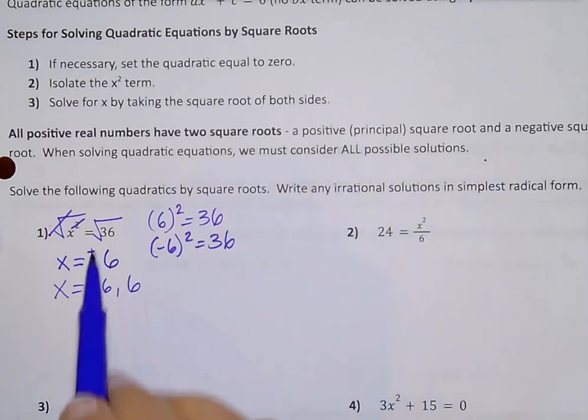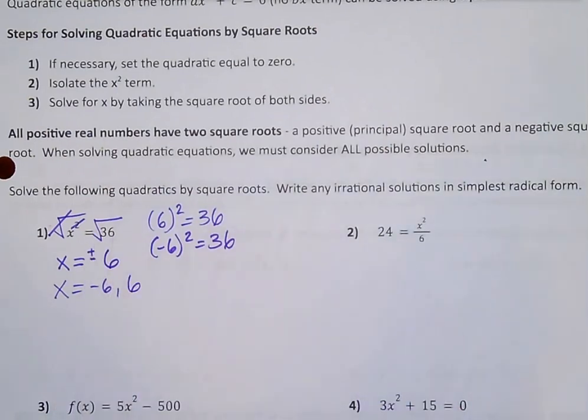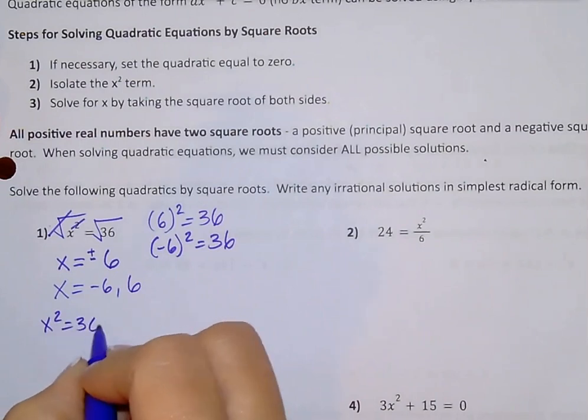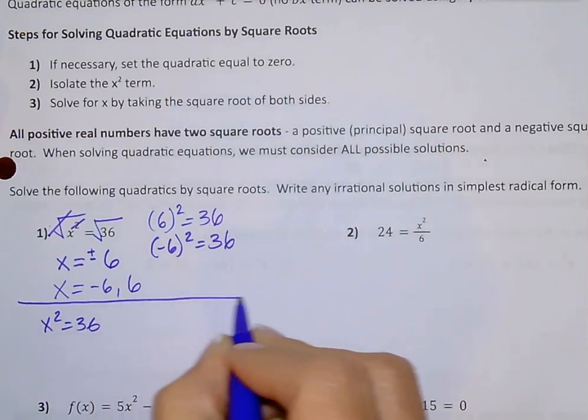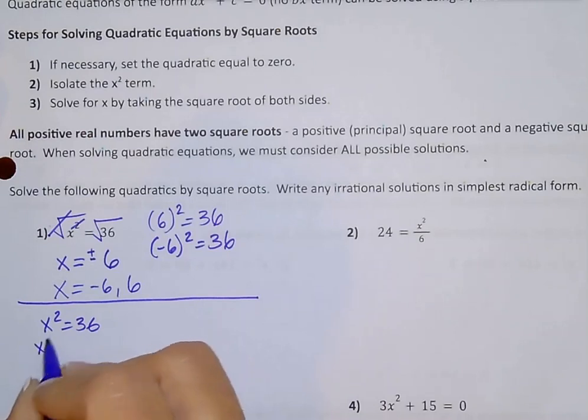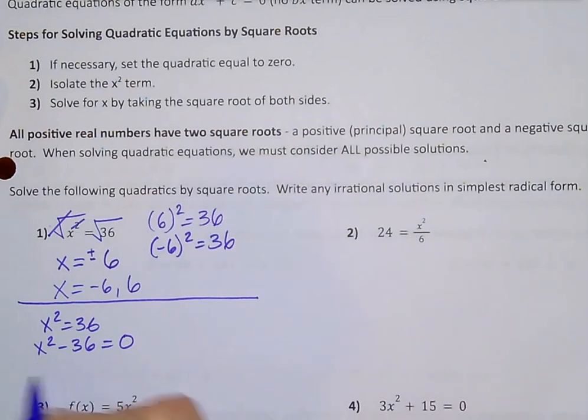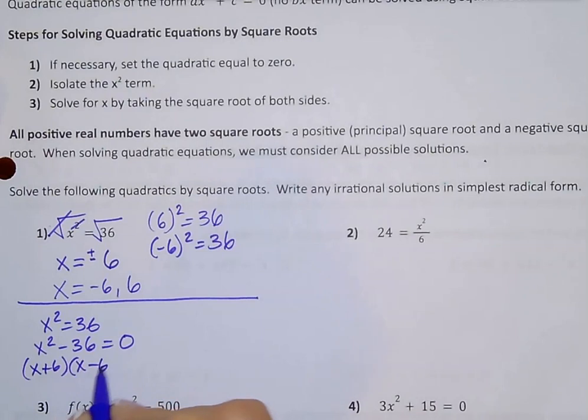All right, but I'm going to show you in this case, we also could have said x squared equals 36. I'm going to do this a separate way. This also means x squared minus 36 equals 0, right? Do you see a difference of squares? I sure do. So we know it's x plus 6 times x minus 6 equals 0, right?